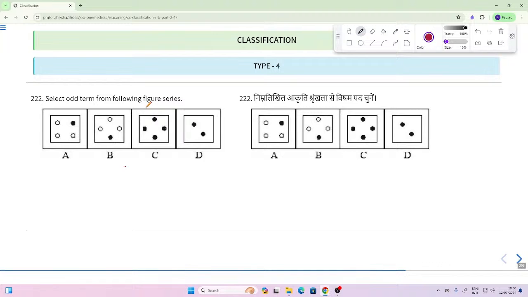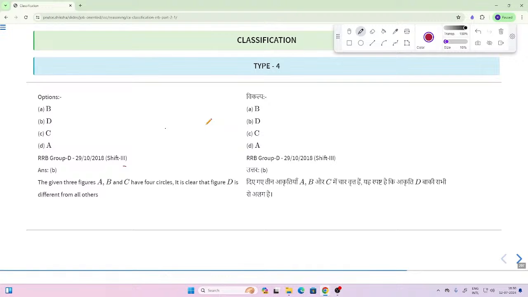222. Select the odd term for the following series. Three empty circles, one filled circle. Three empty circles, one filled circle. Four filled circles. Two filled circles. Now, C is different from A and B in that it has all four circles filled. But A, B, C are all different from D in the fact that they have at least four circles. D has only two. Hence, D is the odd one out. Given figures A, B, C have four circles, it's clear that figure D is different from the others.